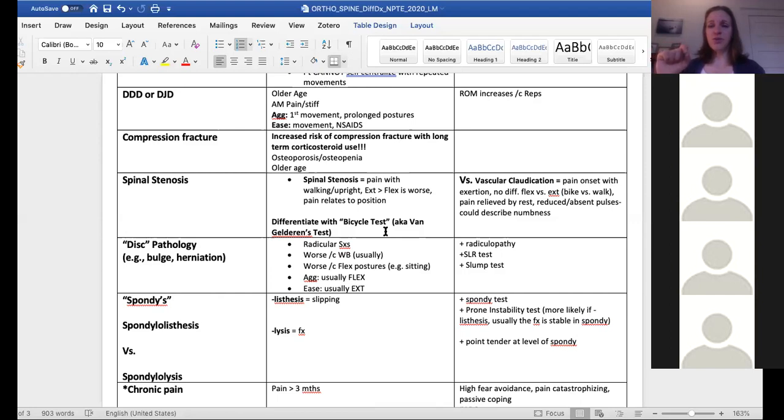So you're going to use what's called the bicycle test to differentiate. If somebody's biking, they're in flexion, that should relieve somebody's symptoms if they have a stenotic underlying cause. If biking does not relieve their symptoms, then we think it's more of a vascular claudication, in which case the aerobic effort, increased blood supply, oxygen demand in the muscles is what's causing the symptoms versus a neural component.